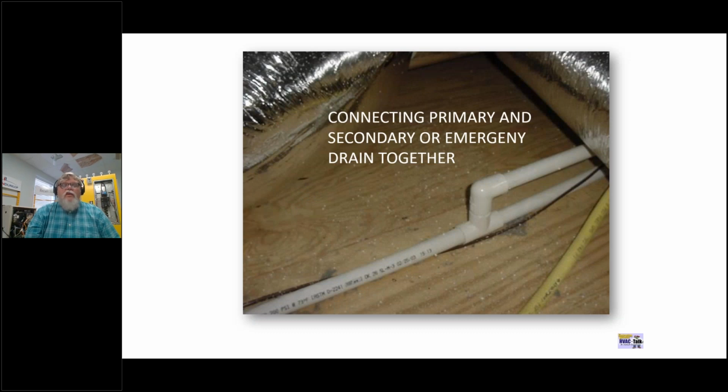Connecting the primary and the secondary or an emergency drain together. Almost every instruction I've ever read always says if you're going to run 2 lines, run them separate. Don't tie them together, because from that point on, you only have 1 line now. And so if it blocks up, from that point on, that secondary drain is not going to do you a whole lot of good.